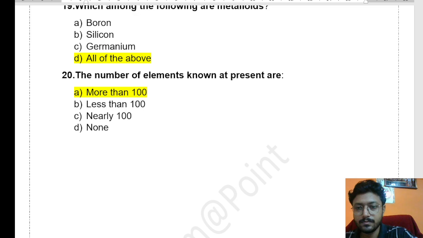Got it? So dear students, these are 20 MCQs and very important. All of you, please note them down in your chemistry notebooks. And in the comment box, also write down question number 1, and the properties of metals and properties of non-metals, two lines only.